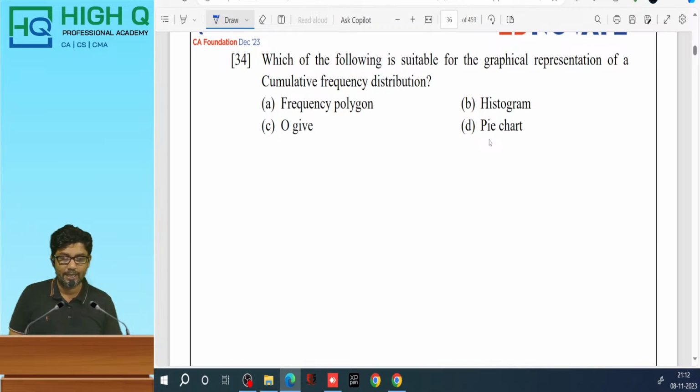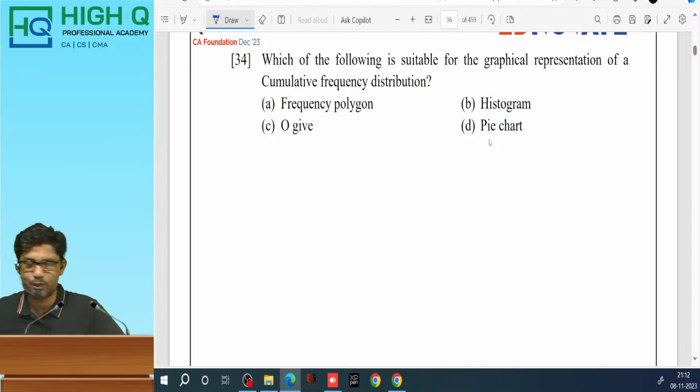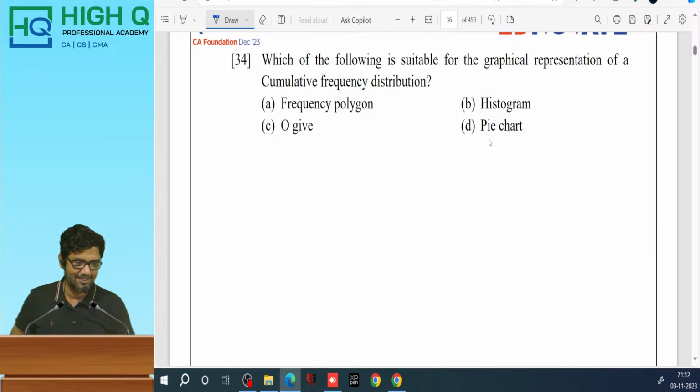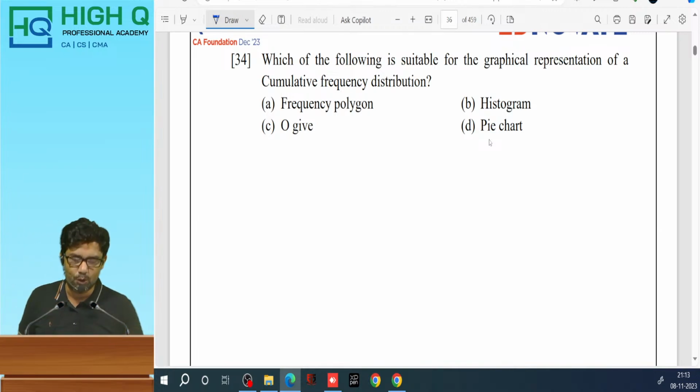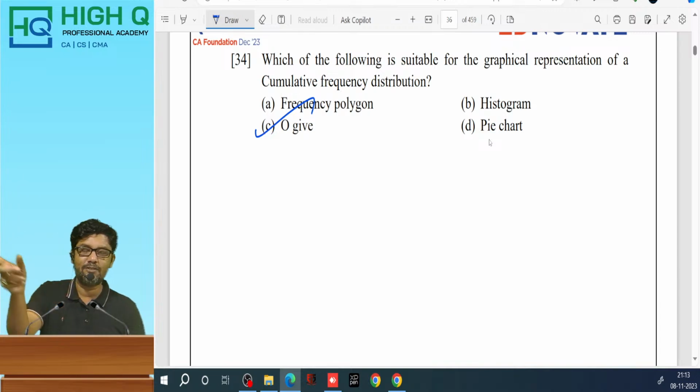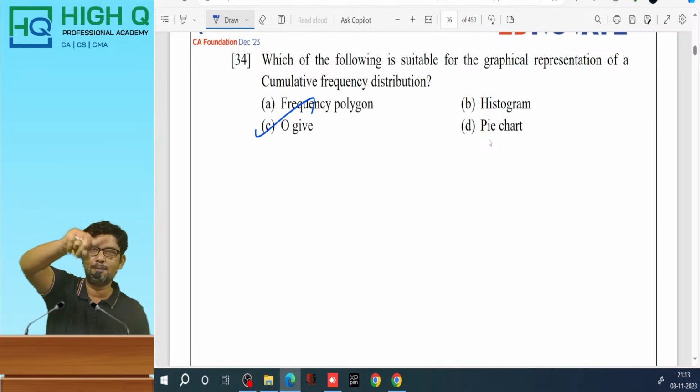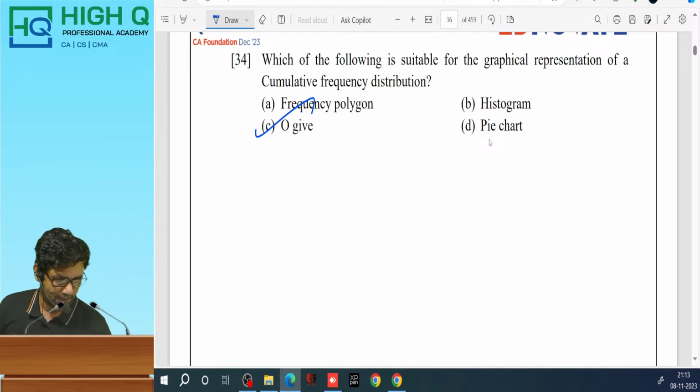Which of the following is suitable for the graphical representation of a... Wow, what a difficult question, my dear. Yes, Akhilesh, yes. That Love Today example, sir. Oh, Love Today example. Yeah, very good. So now you understood. Good. See, Love Today, where and all it helps. Yes, very good. Akhilesh, why are you getting confused with histogram and ojive? When ojive comes, that time you are giving histogram. When histogram comes, you are giving ojive. Why is there a confusion?